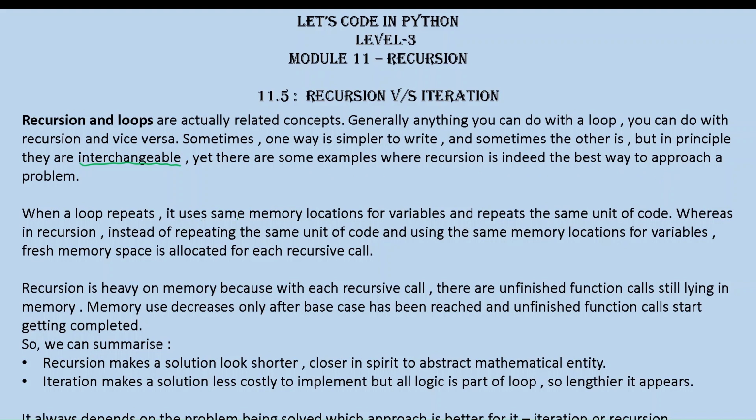When a loop repeats, it uses the same memory locations for variables and repeats the same unit of code. Whereas in recursion, instead of repeating the same unit of code and using the same memory locations for variables, fresh memory space is allocated for each recursive call. This we've already done, that stack formation, if you remember. Stacks just piling up one after the other. This is utilizing the memory. So recursion is heavy on memory, right?